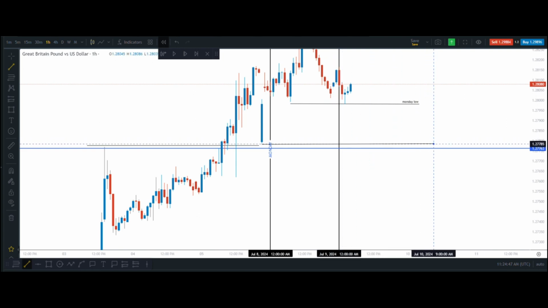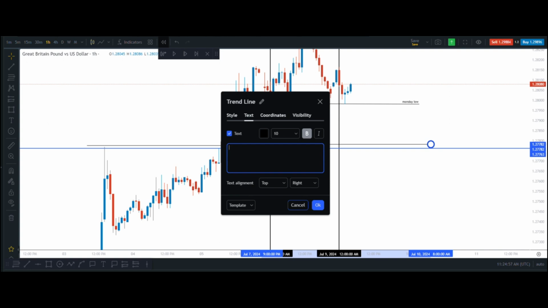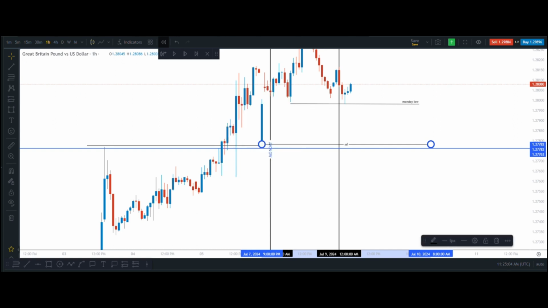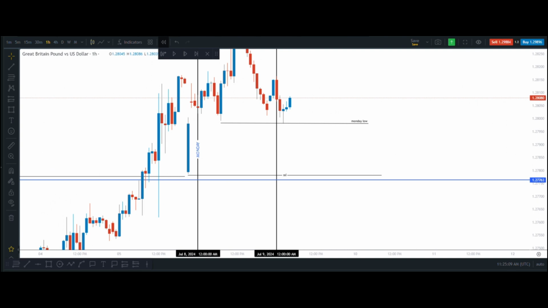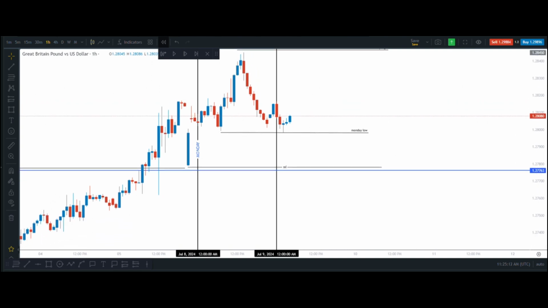So let me mark out this sell side. Price might want to raid that sell side. Sell side liquidity, SSL, middle center. So we have our SSL there. Now let's see what price will do on Tuesday. So this is Tuesday. Tuesday has opened. This is Tuesday close.